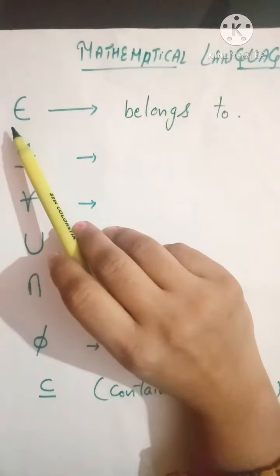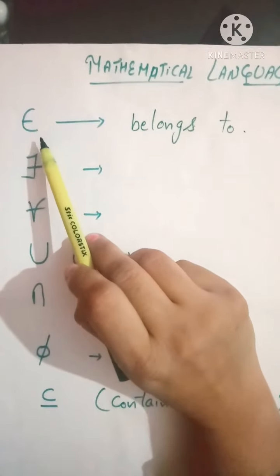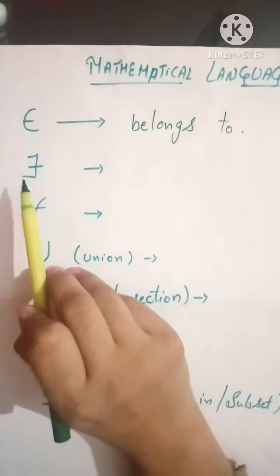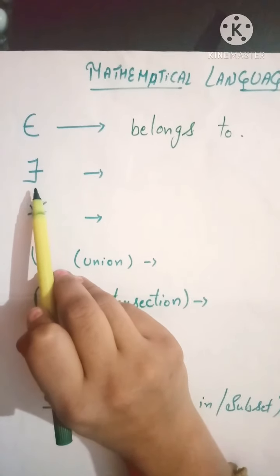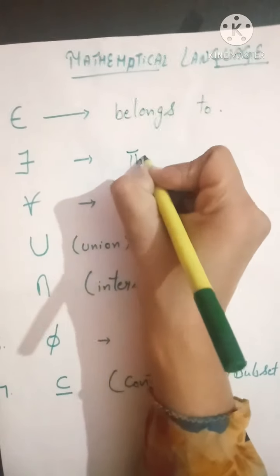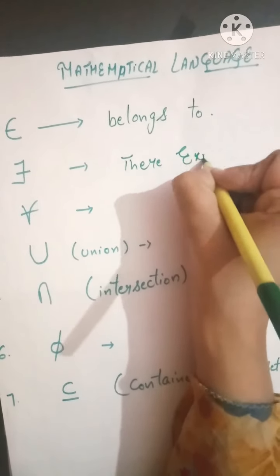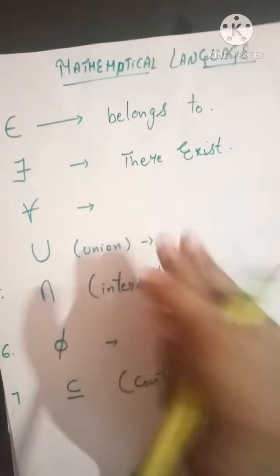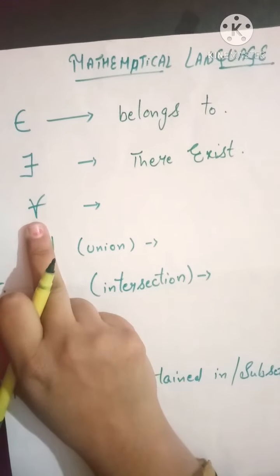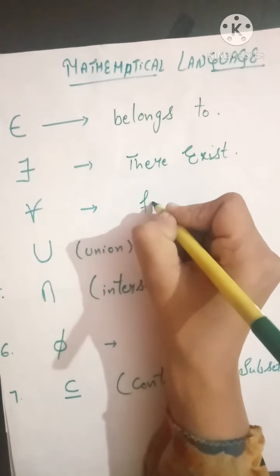That is, if this symbol is written anywhere, this means belongs to. And the second one, if this symbol is written over there, this means there exists. This symbol represents for all.